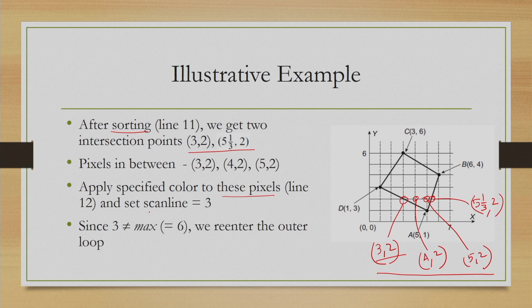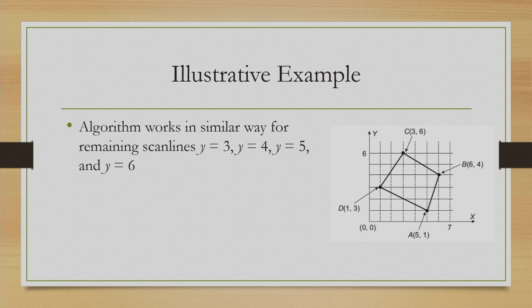Then we reset the scan line to 3 and check whether 3 is the maximum scan line. It is not, so we re-enter the loop again. And in a similar way, we process the scan lines y equal to 3, y equal to 4, y equal to 5 till y equal to 6. So, that is the idea of the algorithm.